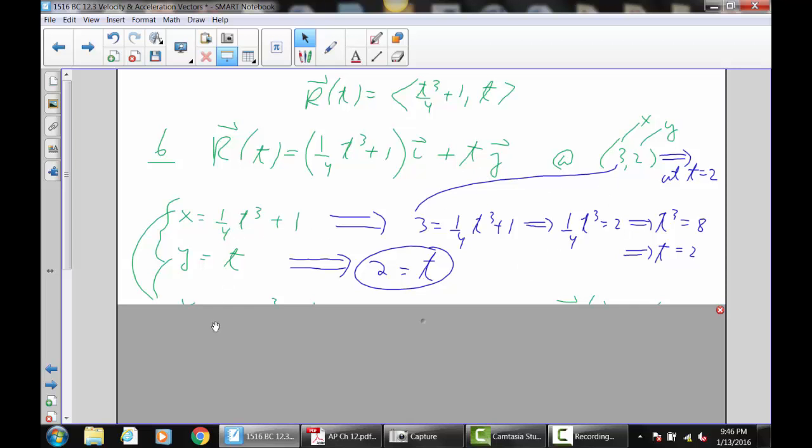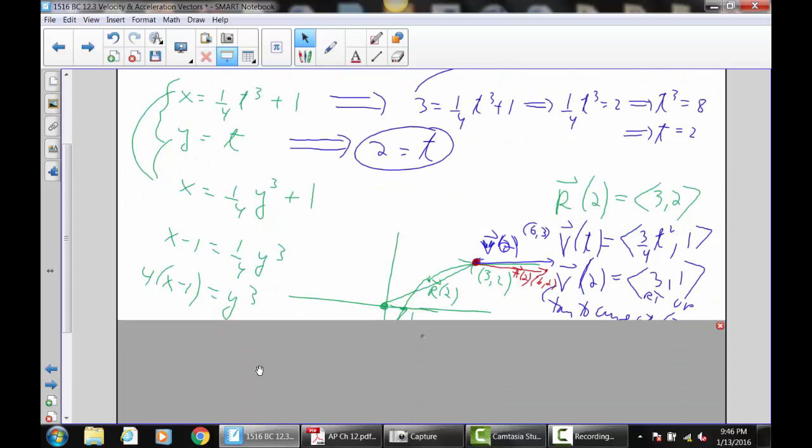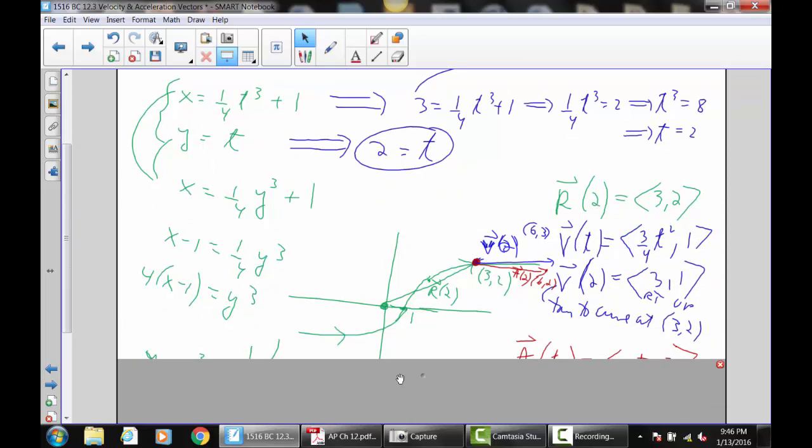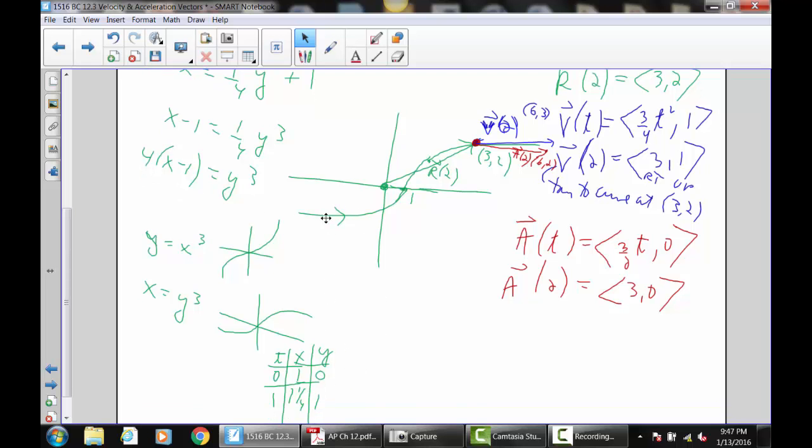So this is a set of parametric equations. y is equal to t, so I can replace that t by y in the first equation. And I could then isolate x, because they are asking you to graph it by hand. So what you have is, since you know that y equals x cubed looks like this, you know that x equals y cubed looks like that. And all this does is move it to the right one, and the steepness is affected, not that you would really notice. And then you would check for direction. So the graph looks like this right here, this green graph.